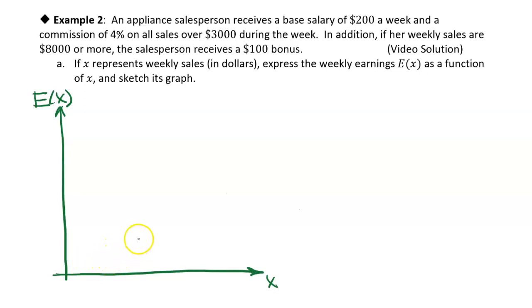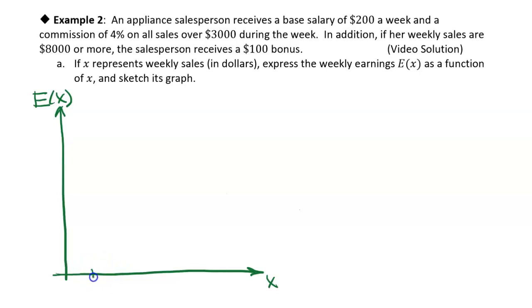Okay. Now let's say, what do we got here? She's going to earn a flat $200 until she reaches $3,000 in sales. And then she starts earning this commission. And then when she reaches $8,000, she gets the bonus. So there's a few key points here, right? There's some key points at $3,000 and $8,000.